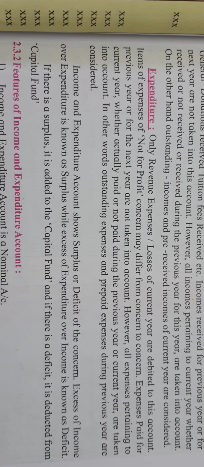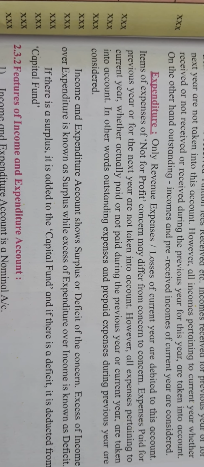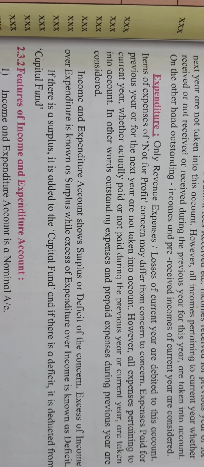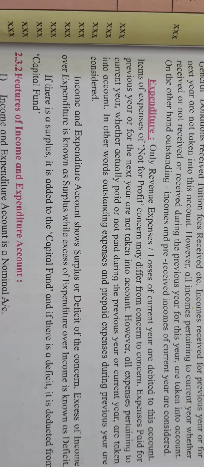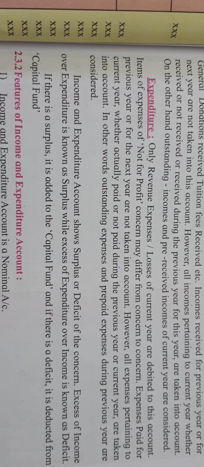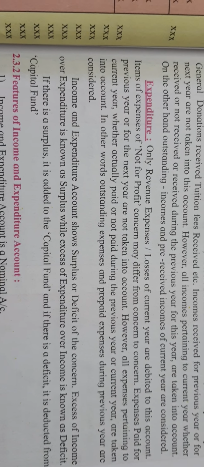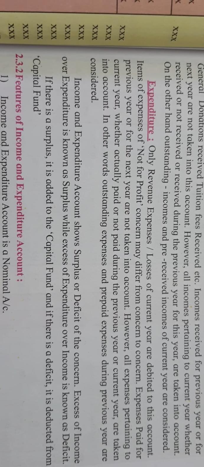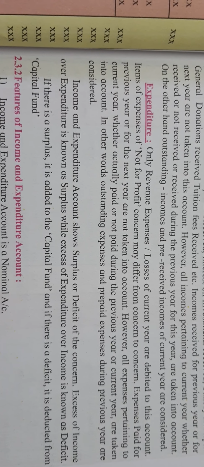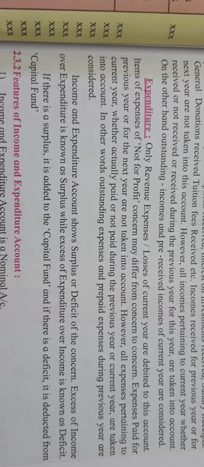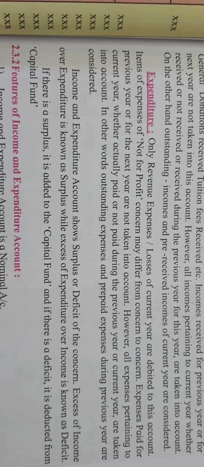And like your profit and loss account shows net profit and net loss, here the income and expenditure account will show surplus or deficit. It means if your income side is higher, then it is a surplus. If your expenditure side is higher, then it is a deficit. So for your understanding, surplus means profit, and deficit means loss. This is only for understanding purposes.